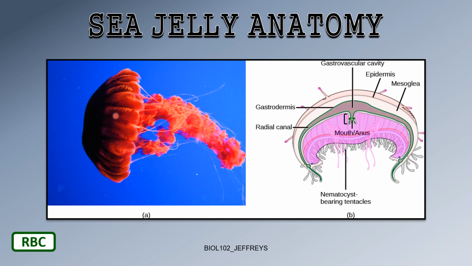So here we see a medusa, of course, and the mouth would be down here. We don't see it here, and there are some of those tentacles. And so here we see the medusa. This is the predominant form for the sea jelly. There's the mouth, which is also the anus. What else? The nematocyst-bearing tentacles are here, so you see them kind of flowing backwards.